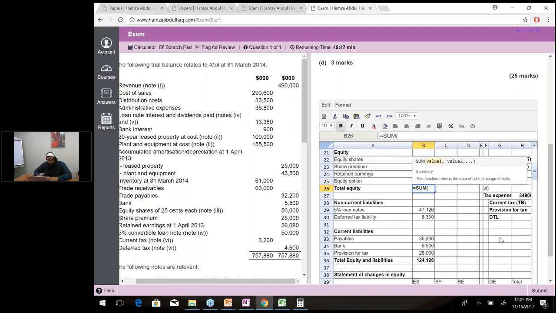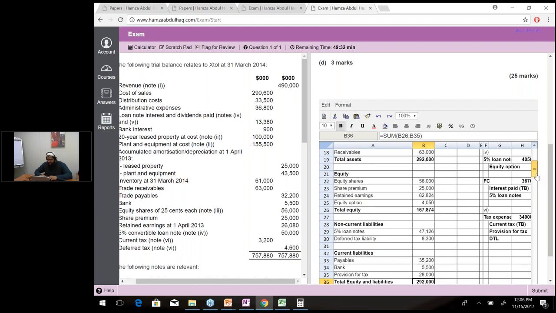So the sum of all these is going to be 167874. And if we see, we have got the total as 292, which should be the same as the asset side. And yes, it is the same. So we have balanced the second balance sheet of today.